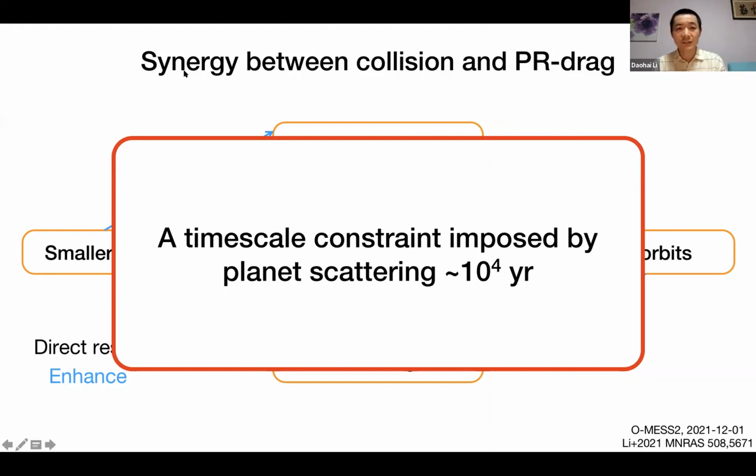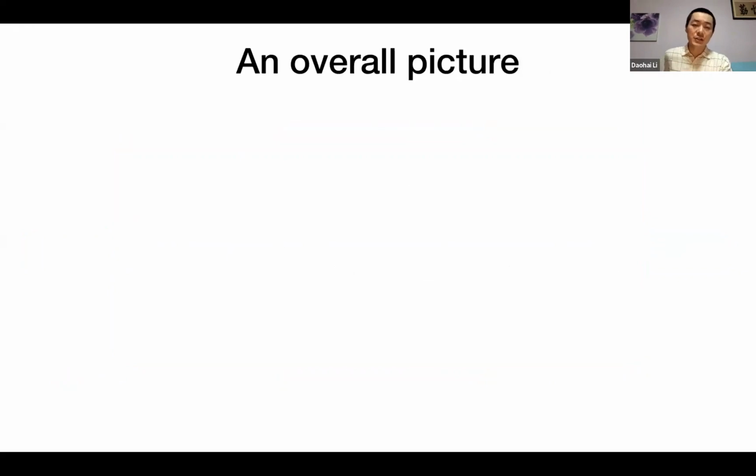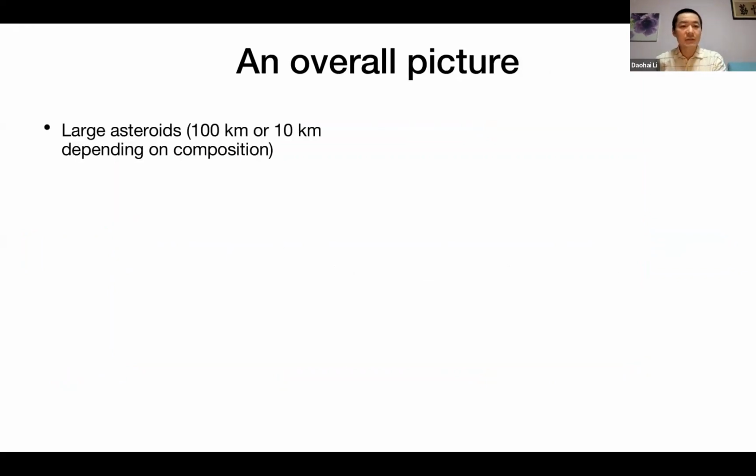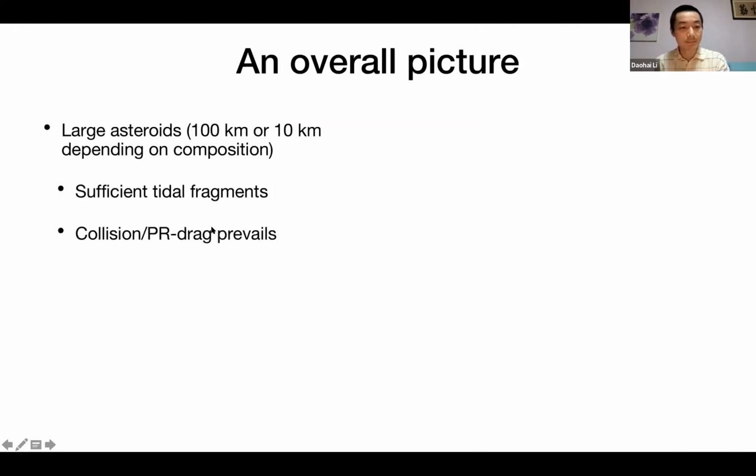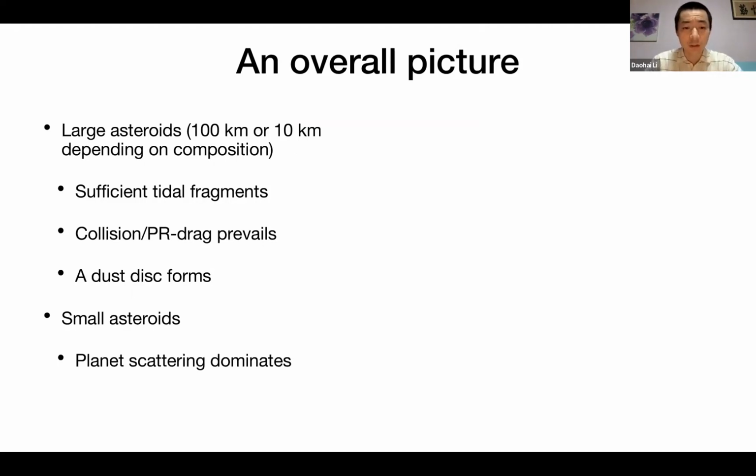So if the synergy between collision and PR drag can happen, that must happen within 10 to the 4 years. So we now reach our overall picture. If we have large asteroids, 100 kilometers or 10 kilometers depending on the composition of the asteroids, we would have a large number of tidal fragments. And this means that collisions and PR drag would be important, and we would have a dust disk. Otherwise, if the asteroid is small, planet scattering would dominate, and there is no disk.